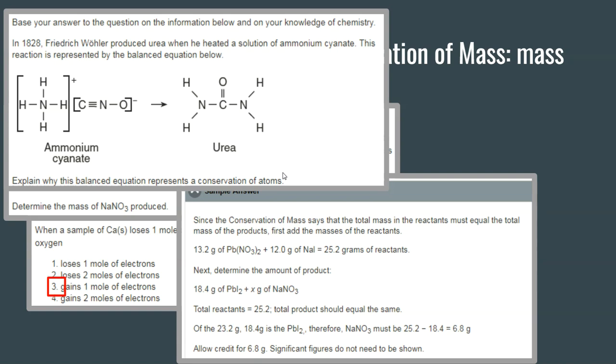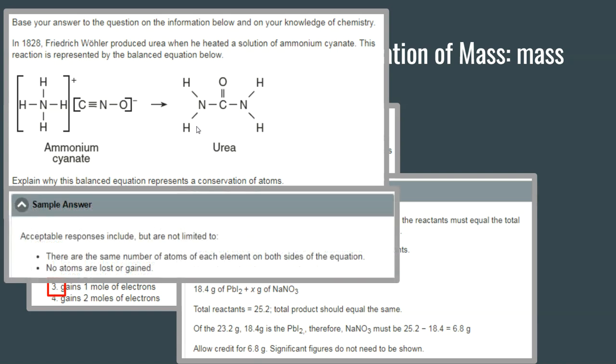Remember, in order to demonstrate conservation of atoms or conservation of mass, the amount of each atom that we start with should equal the amount of atoms that we end up with. So we have to count the number of atoms for each one of the elements present. Notice that there are 4 hydrogens on the left and 4 on the right. There are 2 nitrogens on the left and 2 nitrogens on the right, and each carbon and oxygen is also accounted for on the left and right side.